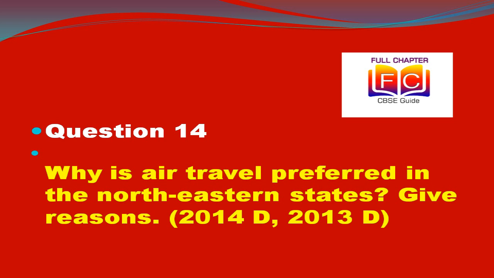Next question, why is air travel preferred in the northeastern states? Give reasons. Answer, the northeastern part of the country is marked with dissected relief, dense forest, frequent floods and big rivers. Under these difficult conditions, the road and rail transport is not well developed.